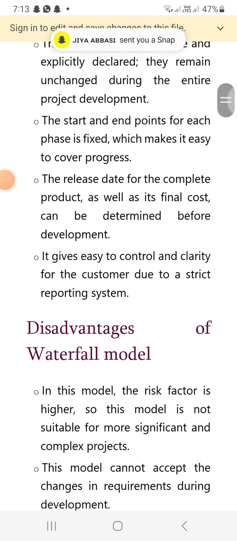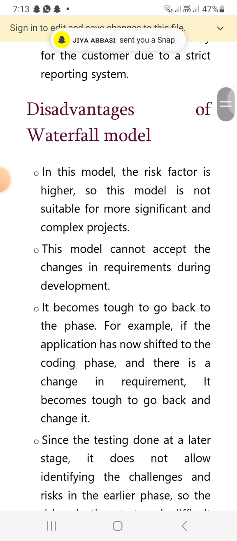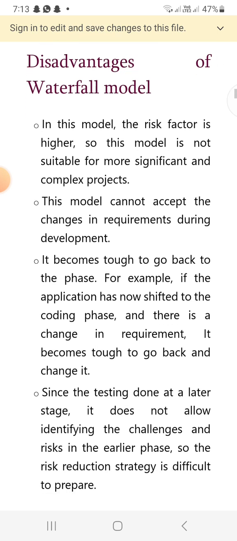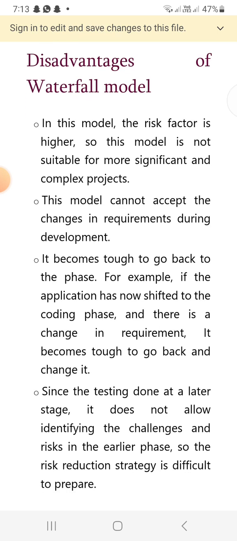So let's start. Next one is the disadvantages of the waterfall model. The first one is that the risk factor is higher. This model is not suitable for larger and complex projects. Then the second is that this model cannot accept changes in requirements during development.